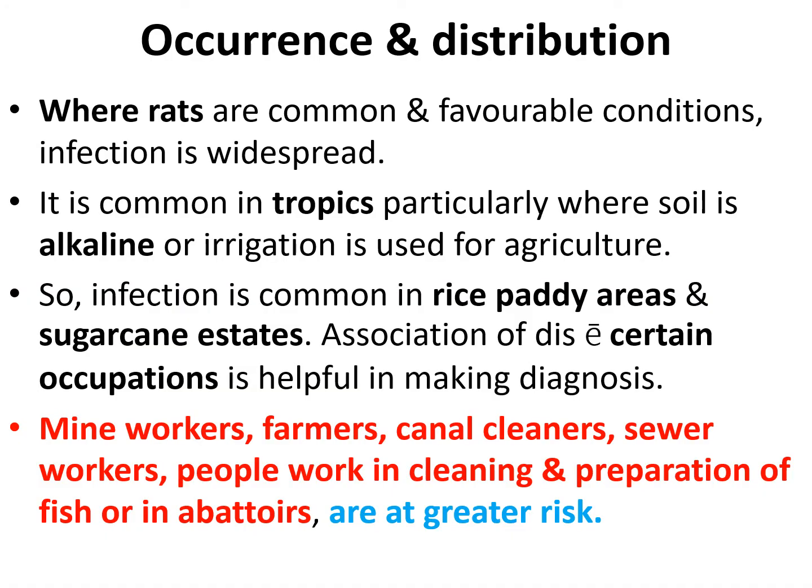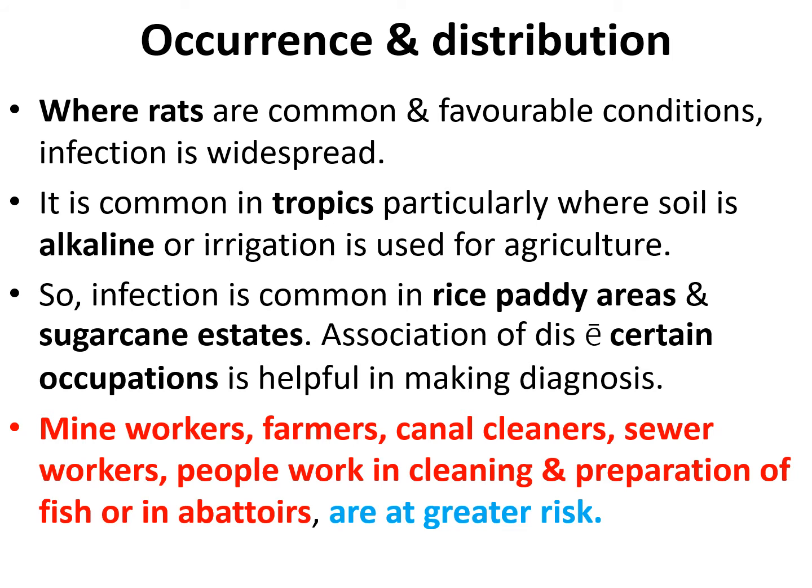Occurrence and distribution. Where rats are common and conditions are favorable, infection is widespread. It is common in the tropics, particularly where soil is alkaline or irrigation canals are used for agriculture. So, infection is common in rice paddy areas and sugarcane estates.